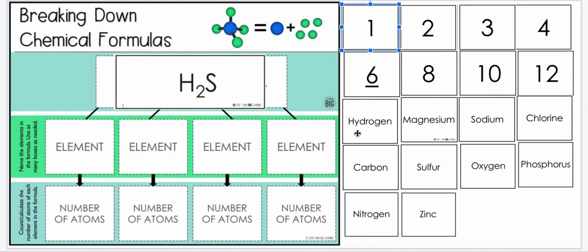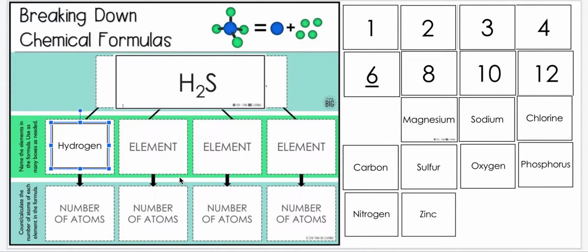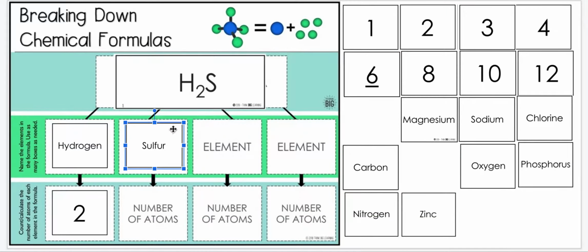H2S. We know that H stands for hydrogen. So I'm going to drag my hydrogen element over there. And then this little 2, the subscript, tells me that I have 2 hydrogen atoms. I have S for sulfur next, so I'll drag sulfur over here. And that doesn't have any subscripts. And we know that even though we don't see a number there, it's really an invisible 1. If you're doing this at home on your mat, do me a favor and take a picture of this. And if you're doing it in the slideshow, you can just leave it there.